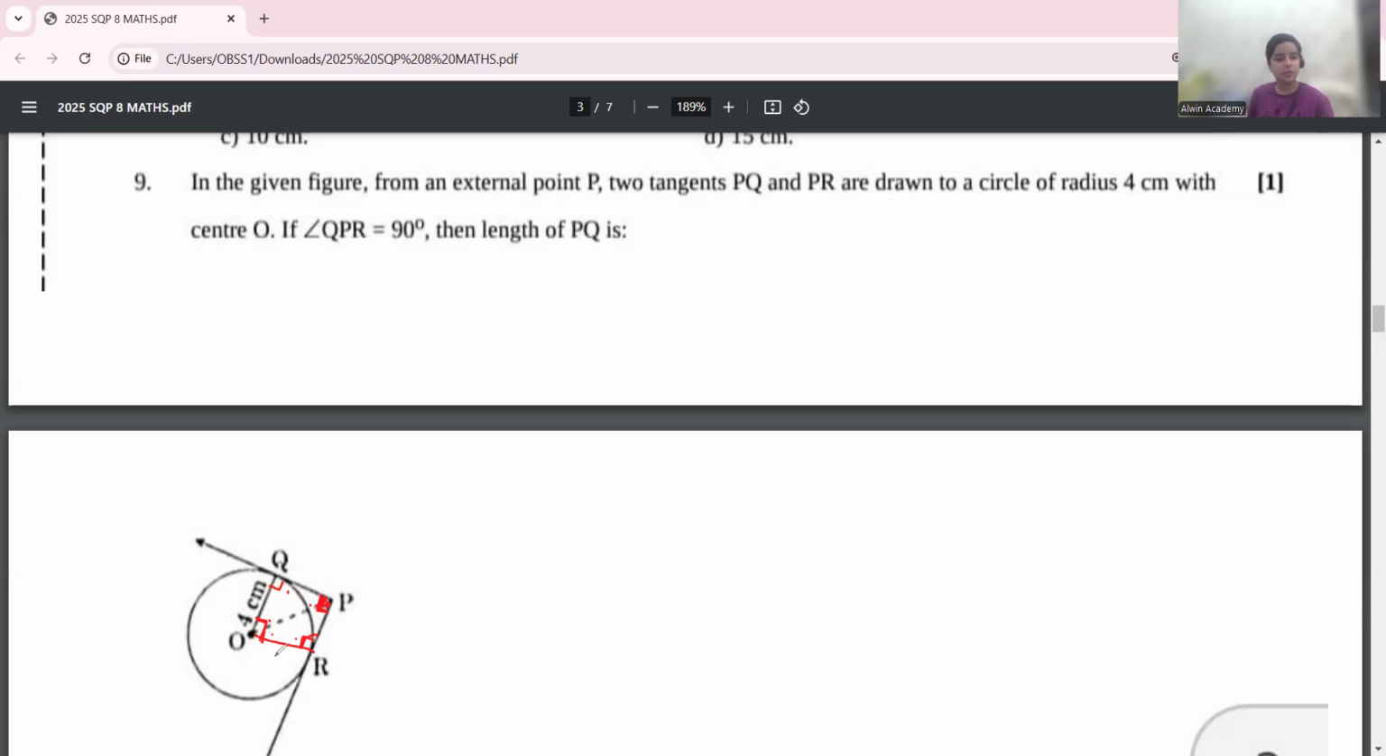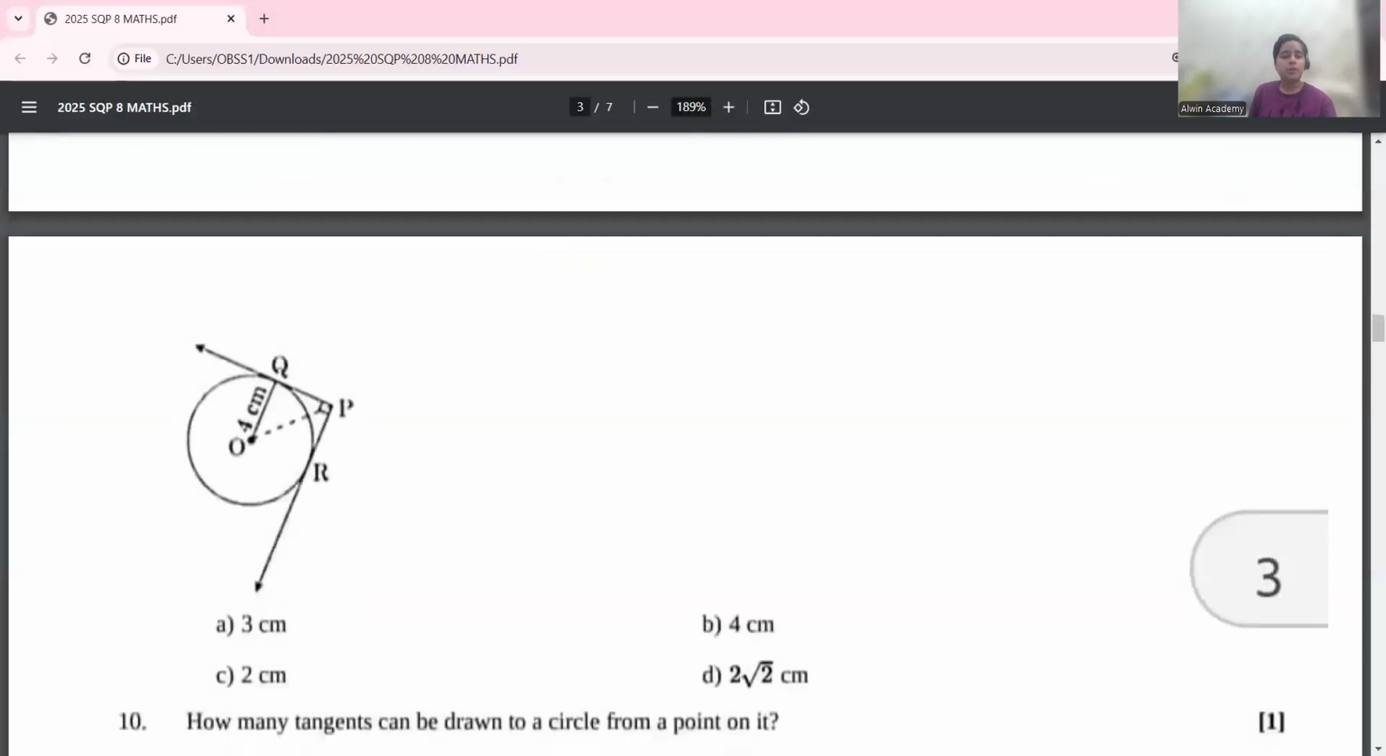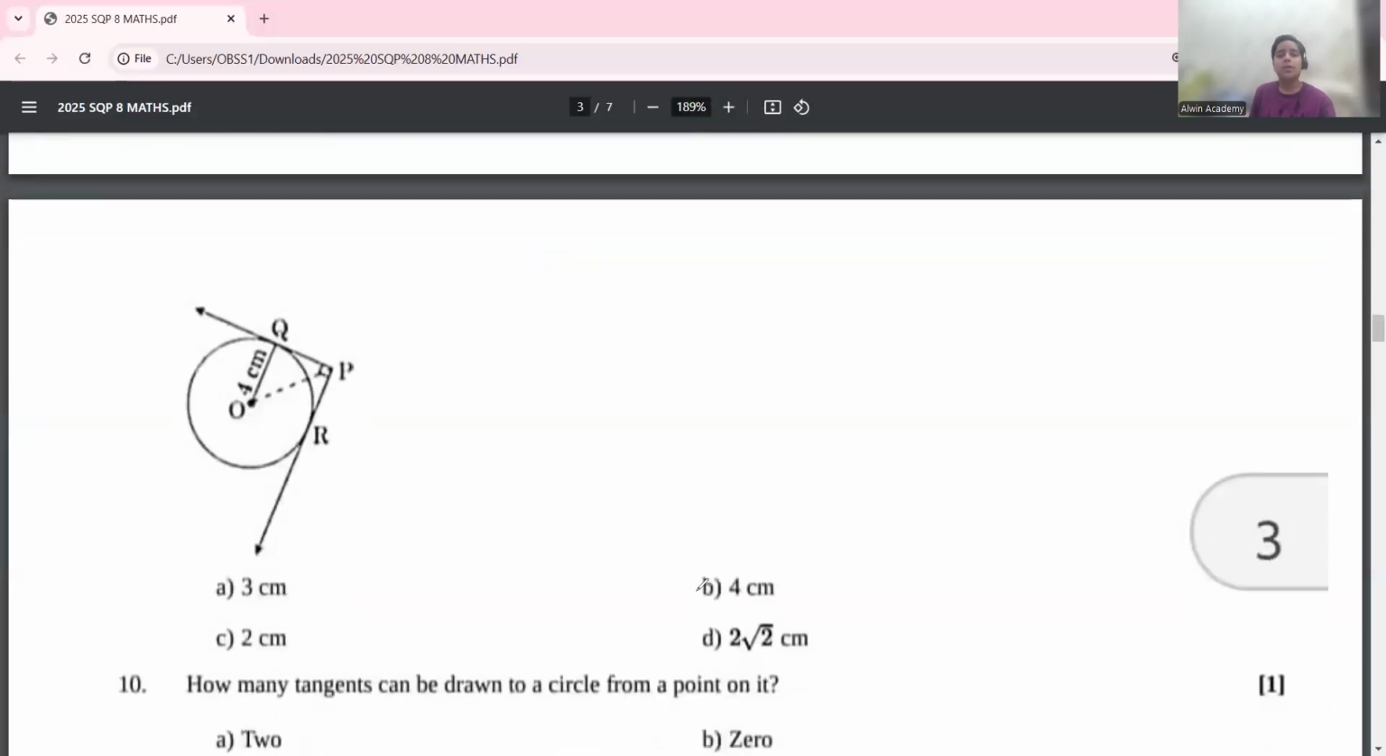Now, this is also 4 centimeter. This will also be 4 centimeter radius. When adjacent sides of a rectangle are equal, it becomes a square. Thus, OQ equals PQ equals PR equals OR, 4 centimeter. And we have to find the length of PQ here. Length of PQ will also be 4 centimeter because they are sides of the square we just proved. Going to the options, we have option number B, 4 centimeter.